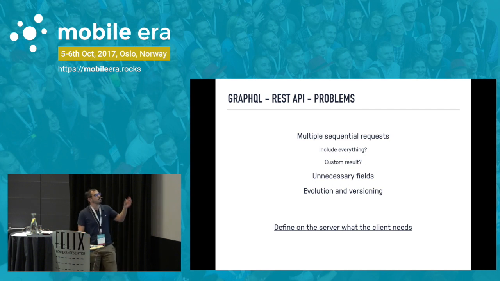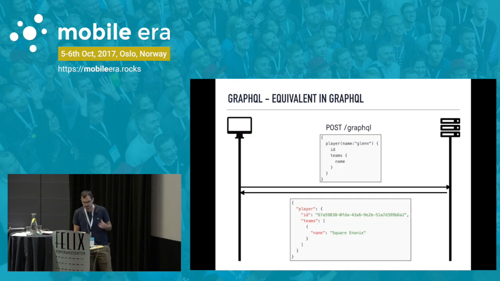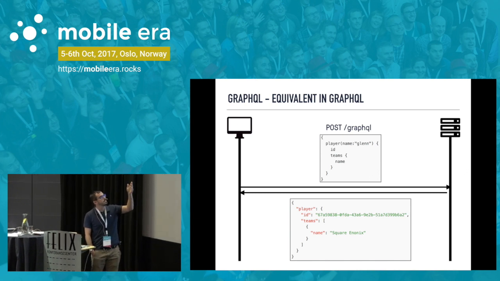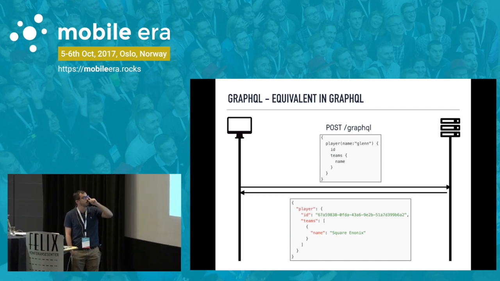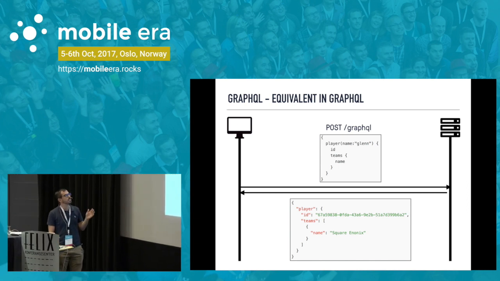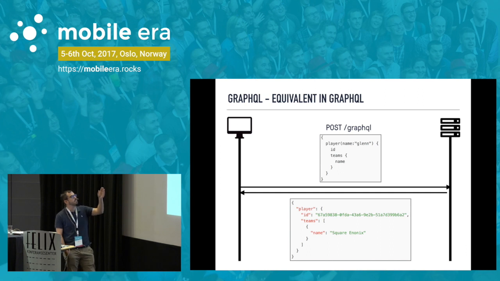But for me, all of these problems and others have the same root: we try to define on the server what the client needs, while it should be the client that tells us what it needs. And that's, I think, the idea of GraphQL. So here is the equivalent of the example in GraphQL in our application. In GraphQL, you have a single endpoint, and you send all of your requests to this endpoint. The client sends a POST request containing a GraphQL query. It looks like JSON. It's not exactly JSON.